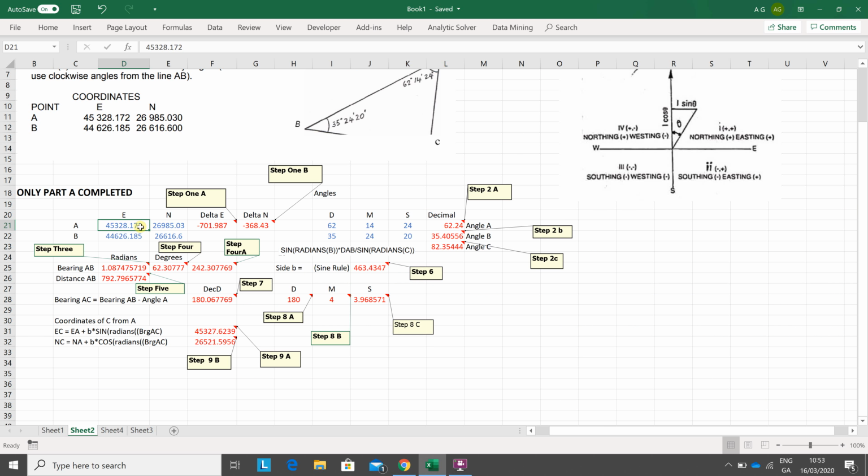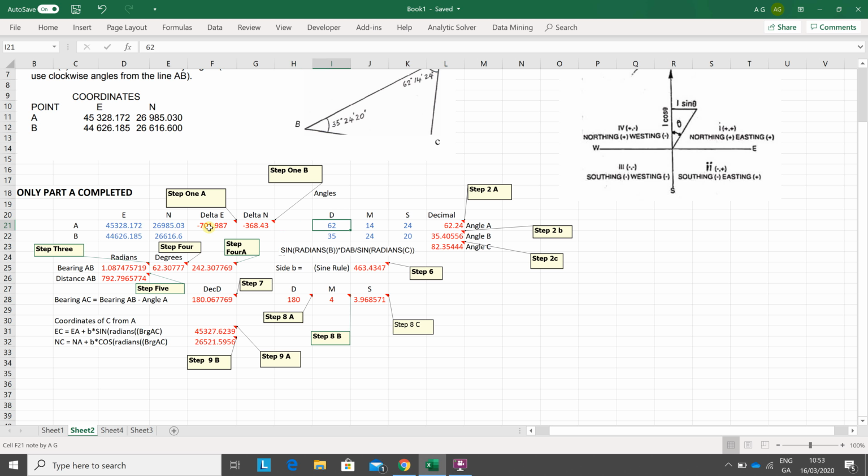So just to say, anything in blue is an input, and anything in red is an output or a formula. Okay, so we're given the eastings and the northings for point A and point B, popped in there. I got the delta easting, and I got the delta northing.